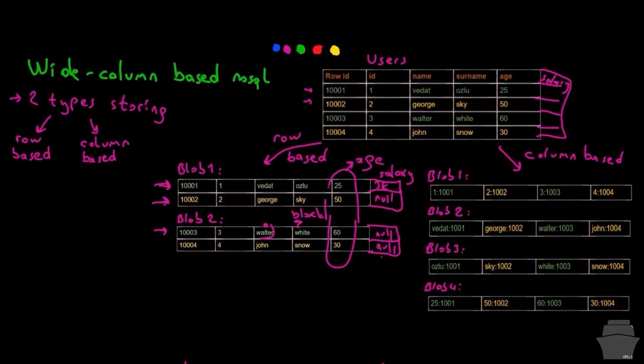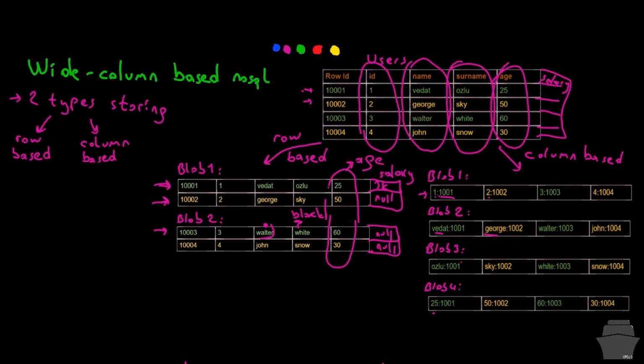Remember, in row-based, we store data line by line. In column-based, we store data vertically, column by column, into blobs with its row ID. I mean, we will store all ID fields with its row ID into one blob, all the name fields into another blob, surname to another blob, and so on. So in the first blob, we store all users' ID values with the row ID.